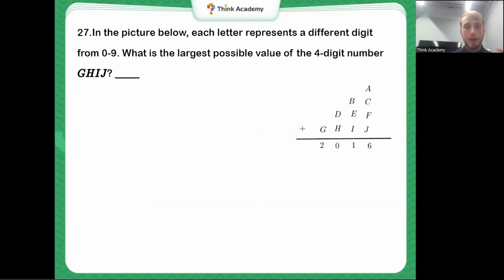Right, so I want to start off by saying, for those that have had a go at this question, it is very, very difficult.